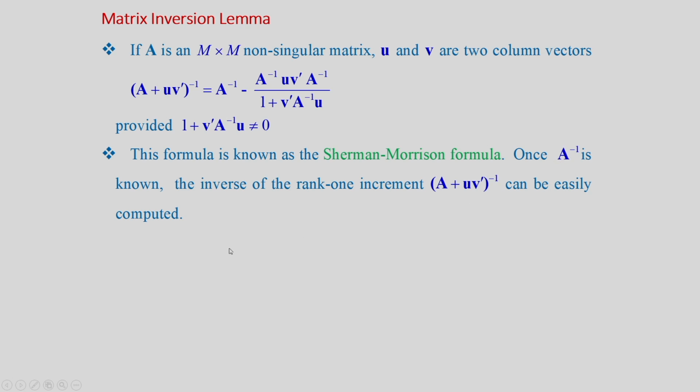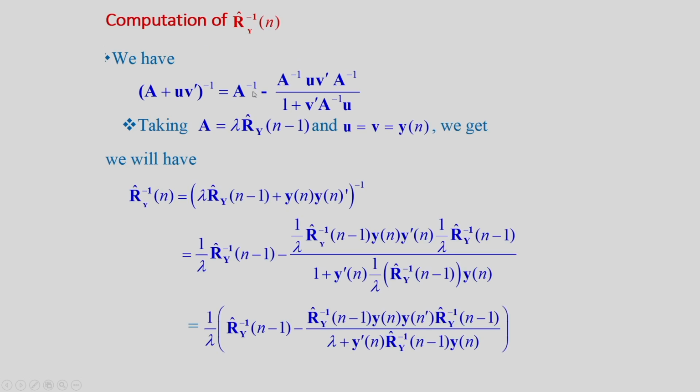Once A inverse is known, the inversion of the rank 1 increment, A plus U V transpose inverse, can be easily computed. This is the advantage of the matrix inversion lemma. So, suppose we know A inverse, then the inverse of the rank 1 increment A plus U V transpose can be easily obtained by this formula. Now, let us see how to find the inverse of the autocorrelation matrix.